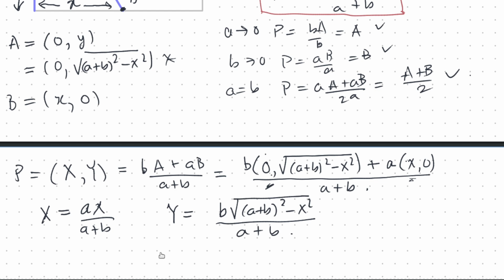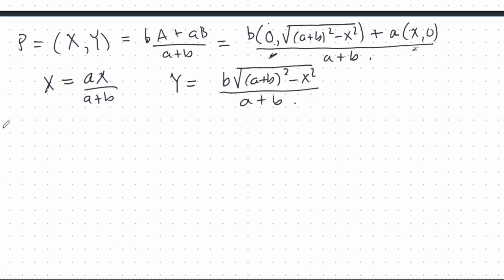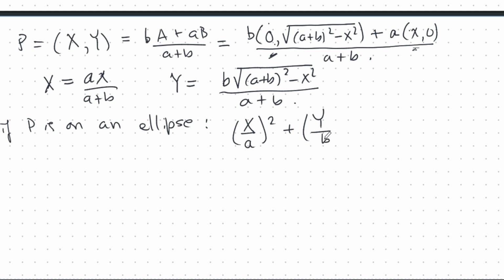Now, if P is on an ellipse, then it has to satisfy the ellipse equation. Then we have to have X over a, all squared, plus Y over b, all squared, must be equal to 1.